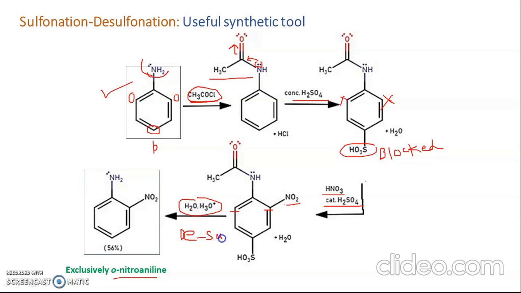Okay. So after desulfonation, this SO3H group is replaced, now we will get a hydrogen here, and this is our final product. Though the yield is written as 56%, and there may be some other byproduct, still you will not get the para product. Though it is written that 56% yield, this is exclusively the ortho-nitro product. Para-nitroaniline will not be generated. Fine.